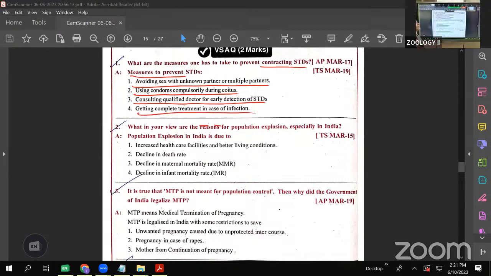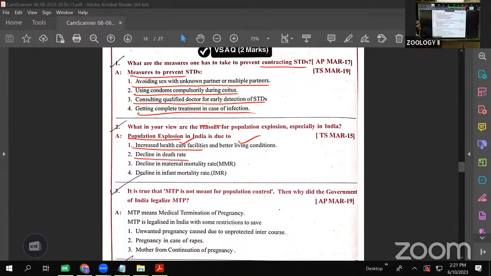The second question is, in your view, what are the reasons for the population explosion here in India? The reasons are increased healthcare facilities and better living conditions, which have increased the population, and also a decline in the death rate.